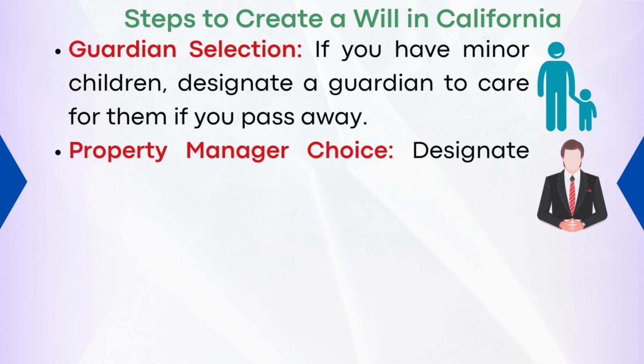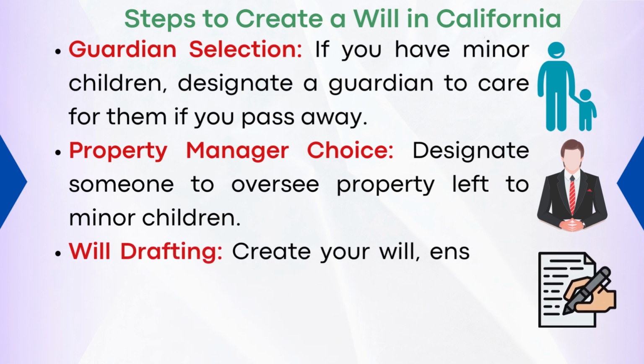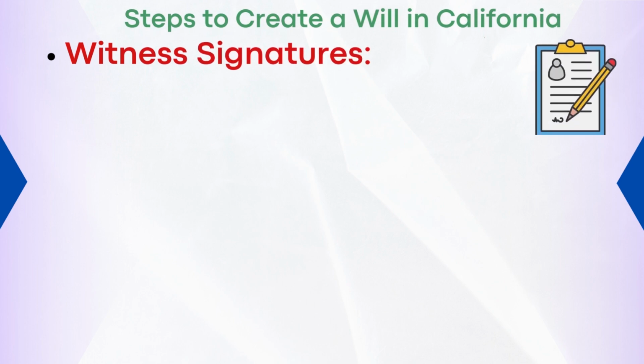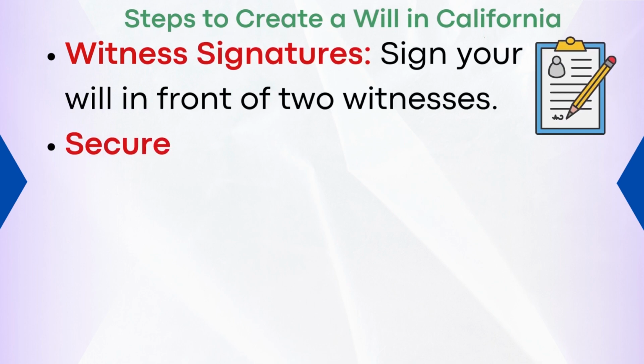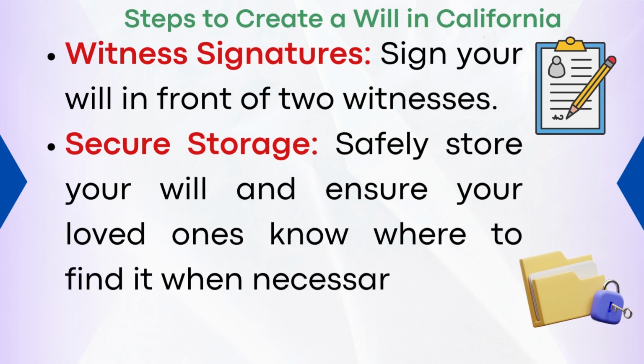Property manager choice: designate someone to oversee property left to minor children. Will drafting: create your will, ensuring it adheres to California's legal requirements. Witness signatures: sign your will in front of 2 witnesses. Secure storage: safely store your will and ensure your loved ones know where to find it when necessary.